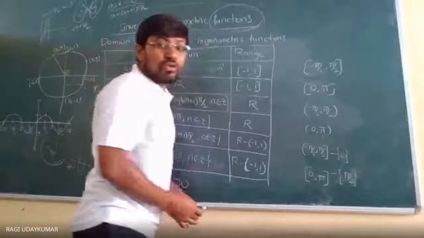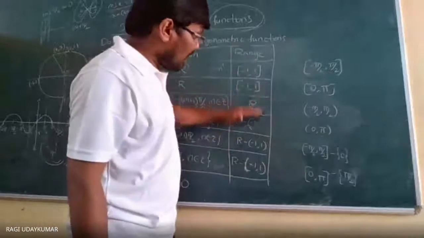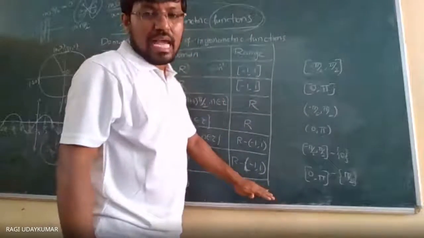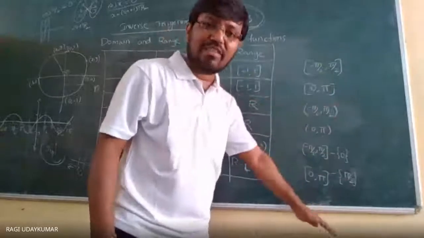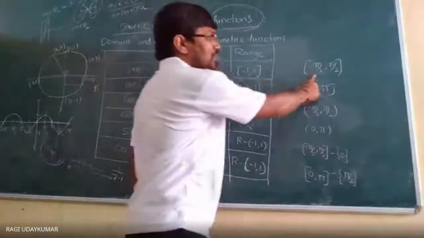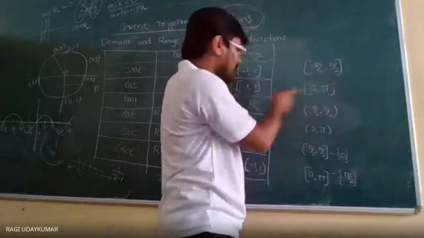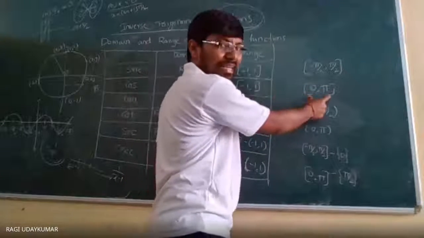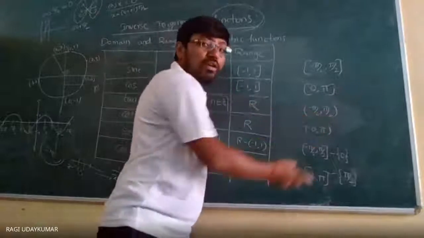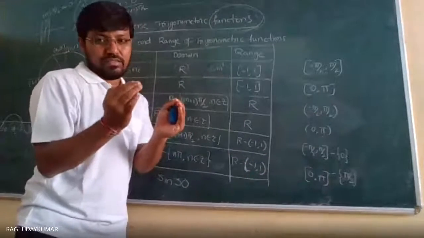So what are these? These are the domains for the inverse trigonometric functions, and these are the ranges for the inverse trigonometric functions. See here, for sine, minus pi by 2 to pi by 2 it is restricted. For cos, 0 to pi it is restricted, and for tan, minus pi by 2 to pi by 2 in an open interval.